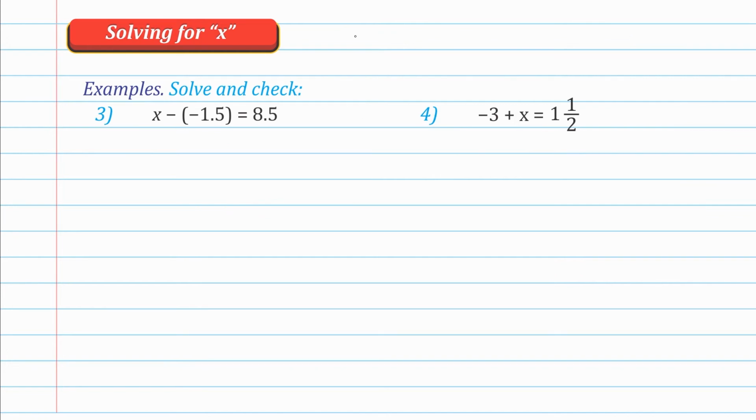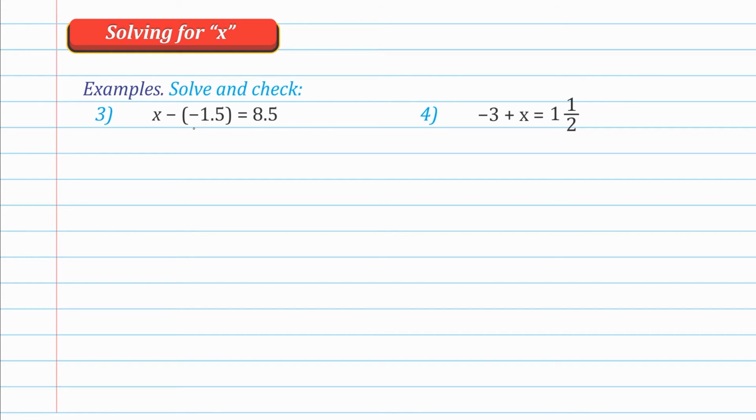Let's have some more exercises. Again, we solve and check. This time, we're asked to solve for x in x minus negative 1.5 is equal to 8.5. Now, what's the key here again? We counteract this one. We have to remove 1.5 here to isolate x on one side. However, it's confusing. Anong gagawin mo dito? Do you add or subtract? This minus negative is giving us a hard time.